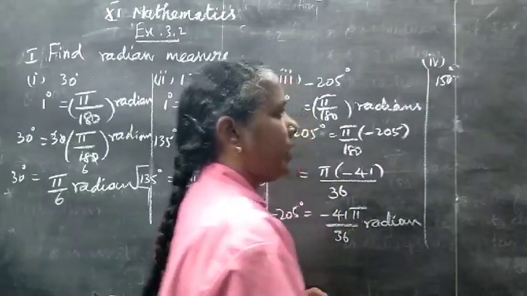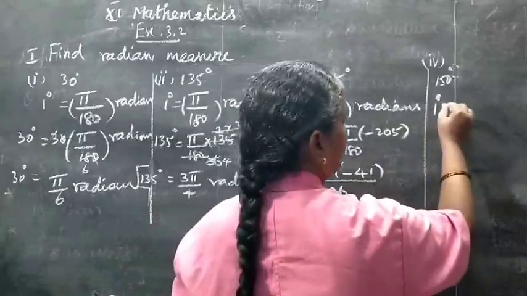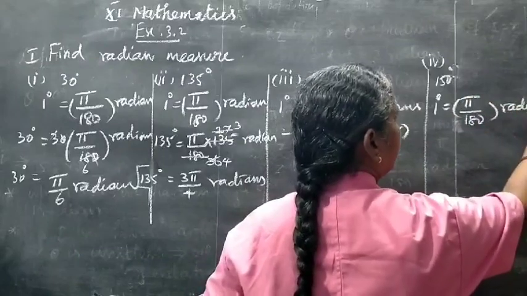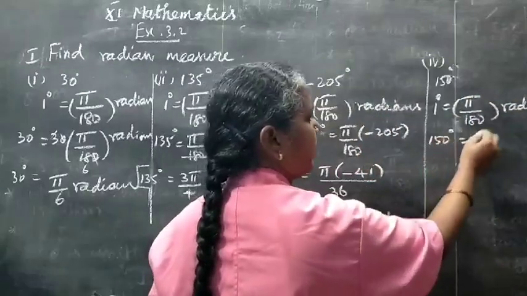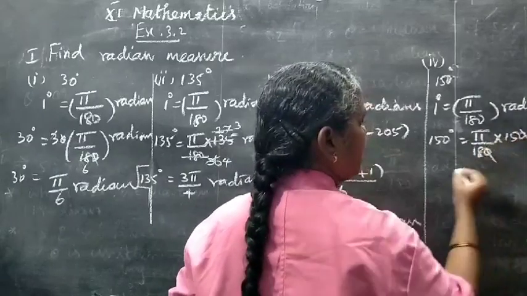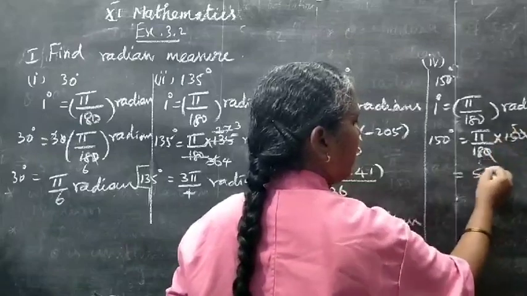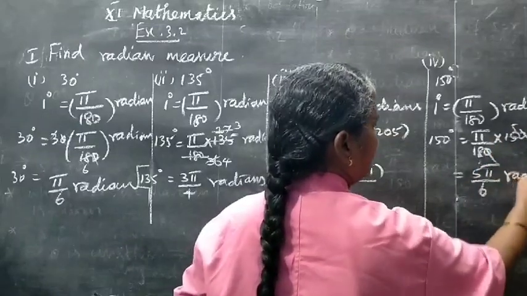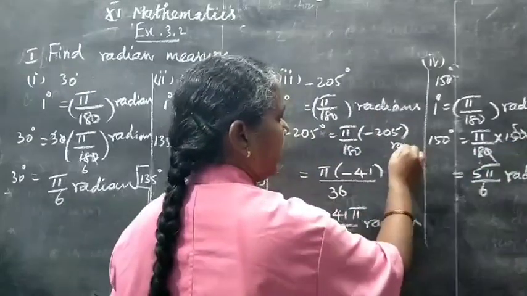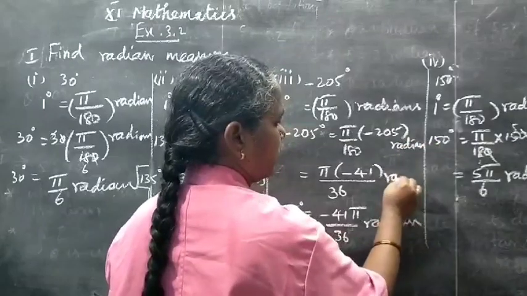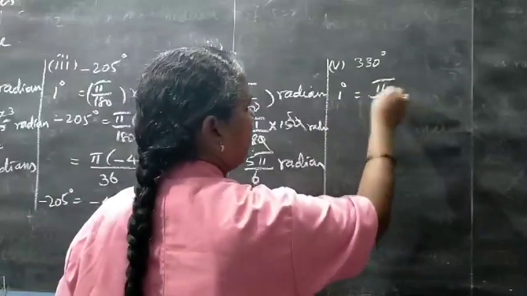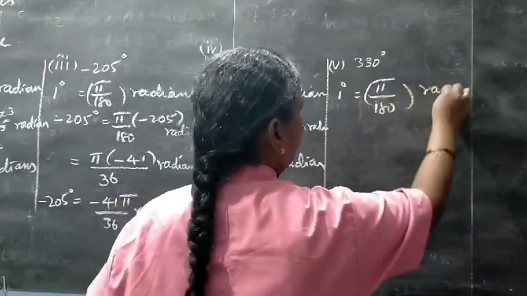Okay, similarly for 150 degree, what about the answer? 1 degree is equal to pi by 180 radian. Is it not? Then for 150 degree, what will be the answer? 150 should be multiplied with this. 0 cancel. 5 threes are 15, 6 threes are 18, 5 pi by 6 radian is the answer. Don't fail to write this radian in every line. Each and every line radians. Here also radians. Okay, here also 1 degree is equal to pi by 180 radian.